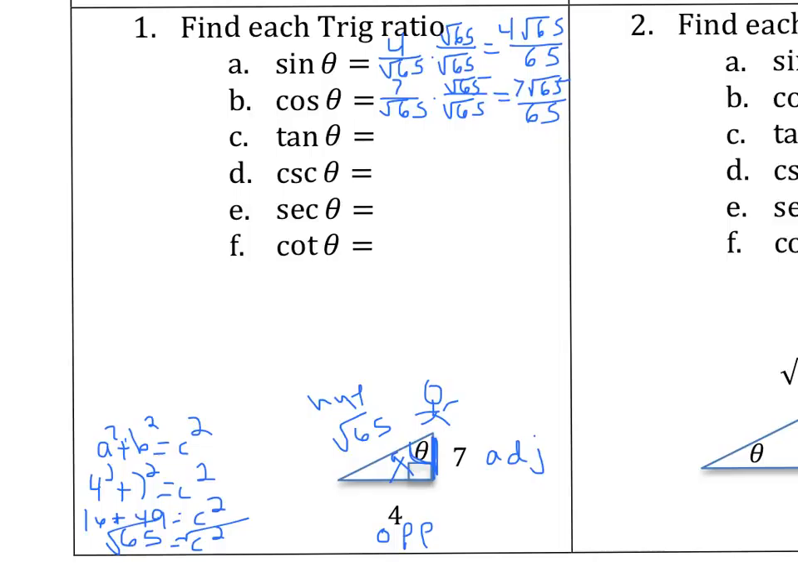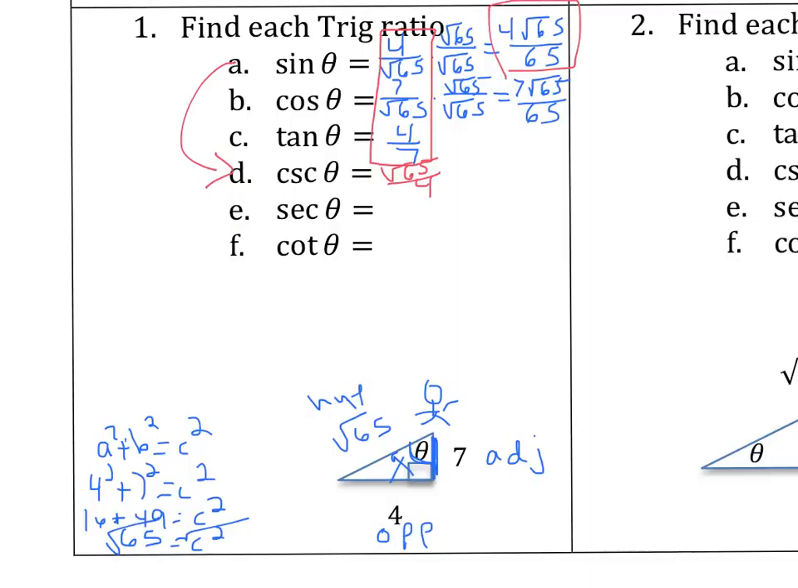And then tangent is opposite over adjacent, which is 4 over 7. And then what I would do is I would take the initial value, so I don't have to rationalize again, and I would flip them over. So cosecant is sine flipped over, so I have root 65 over 4. Notice there's no square root in the bottom. If you flipped this over, you'd have to rationalize again.